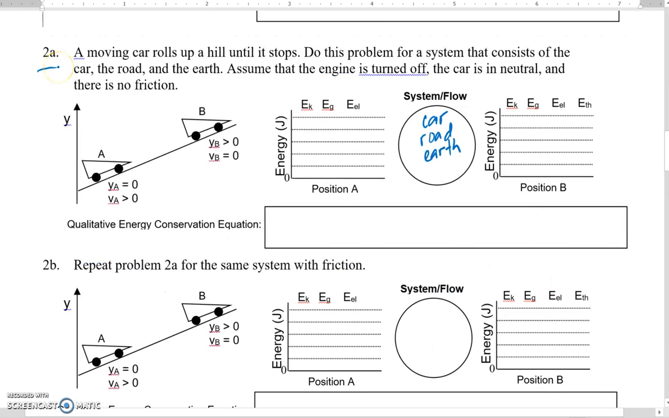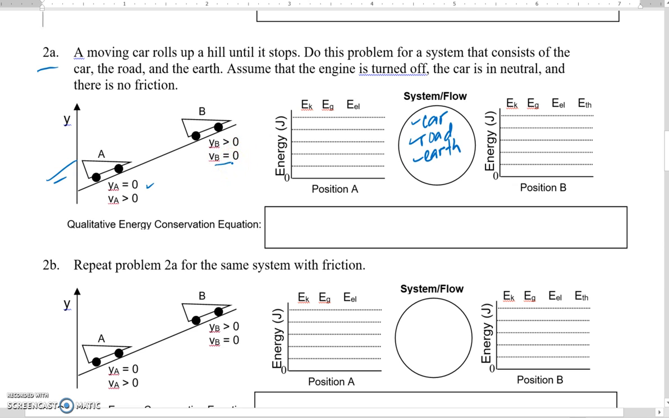All right, here's 2A as an example. A car rolls up a hill until it stops. Do this problem for a system that involves the car, the road, and earth. Assume the engine is turned off, the car is in neutral, and there is no friction. Down here, YA, that's the elevation, is 0, so that's the 0 height level, and VA, the velocity, is greater than 0, so it's actually moving here. Here, the Y position is greater than 0, so it's elevated, and the velocity is 0 up at this point right here, so it's at its peak.